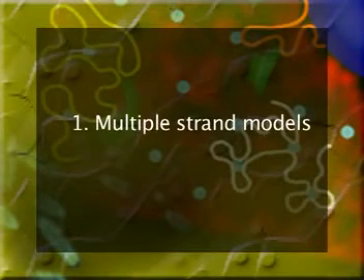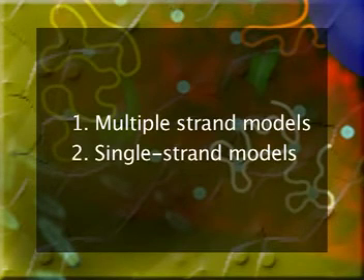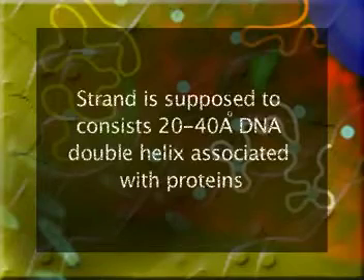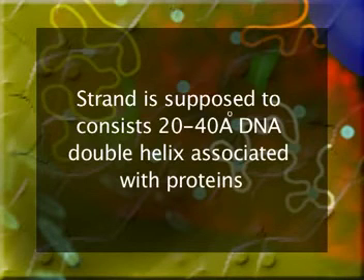Several models have been proposed to explain the association of DNA and protein in the chromosomes. These models have been grouped under two heads: multi-strand models and single-strand models. In the multi-strand models, the chromosome is supposed to consist of several DNA protein strands. Each strand or fibril is supposed to consist of 20 to 40 angstrom DNA double helix associated with proteins.